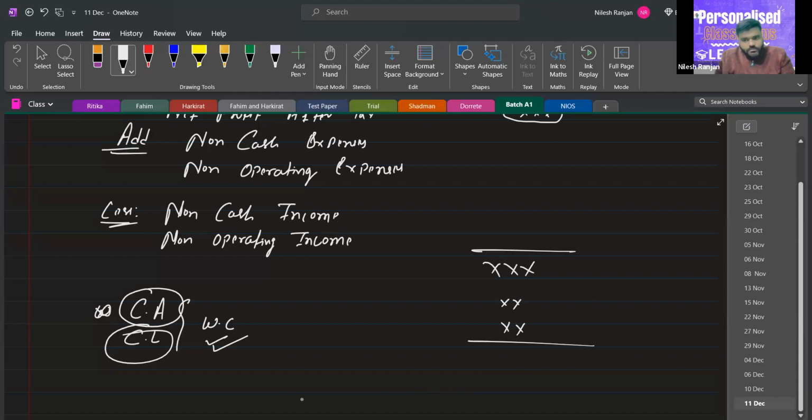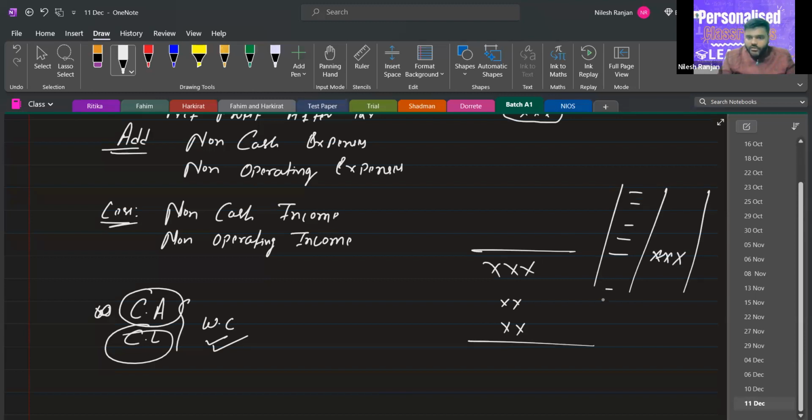Understood? Yes, sir. Actually, we will discuss these in detail. I'm just explaining how we have to calculate these things. So this is the overview. And in the same manner, there will be two columns for amount. One column for all the calculation here. Then we will write the final amount of cash flow from operating activity.